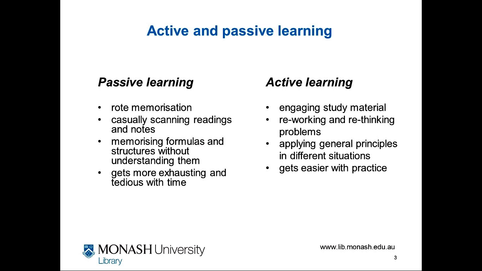The best way to look at active versus passive learning is to compare them. Passive learning is a kind of learning when you're really just trying to cram a lot of material. It often happens when you're in a hurry or superficially running through things. You will end up what we call rote memorizing material, going over and over the same thing rather than deeply engaging with it. You may end up casually scanning readings and notes, thinking, oh yeah, I've already seen this, or I understand this problem, without actually revisiting the material.